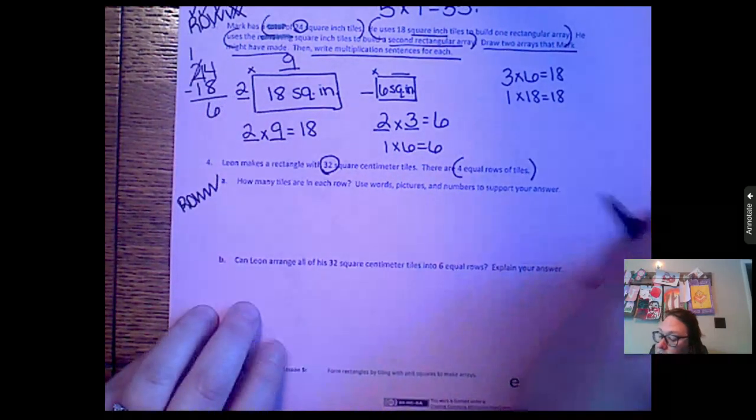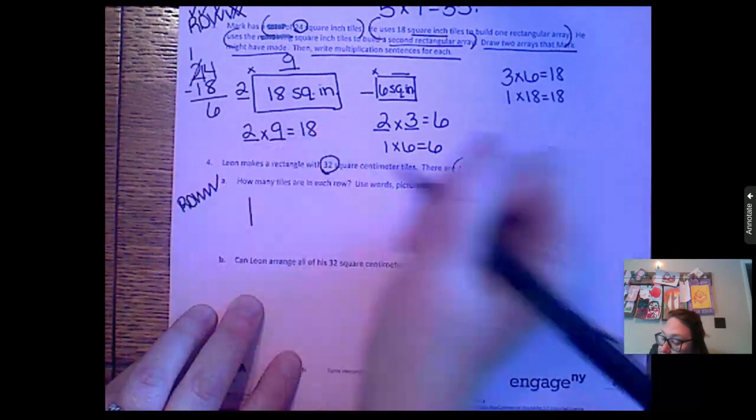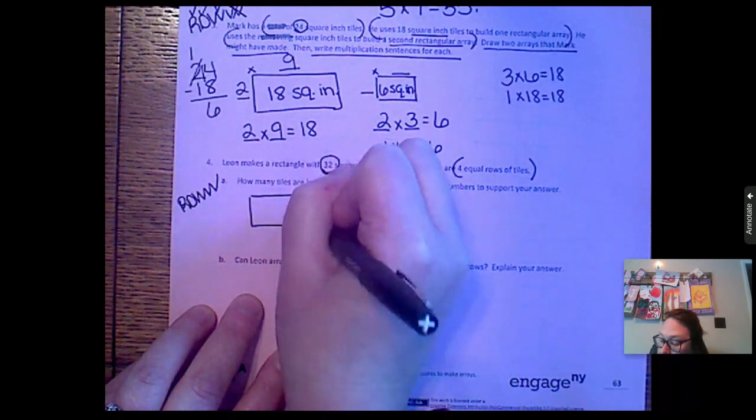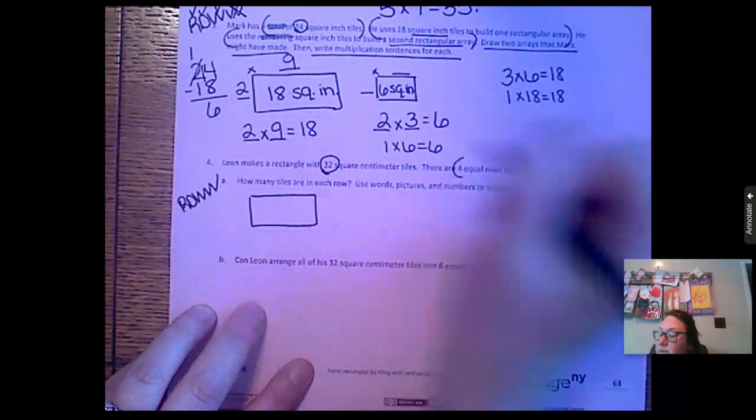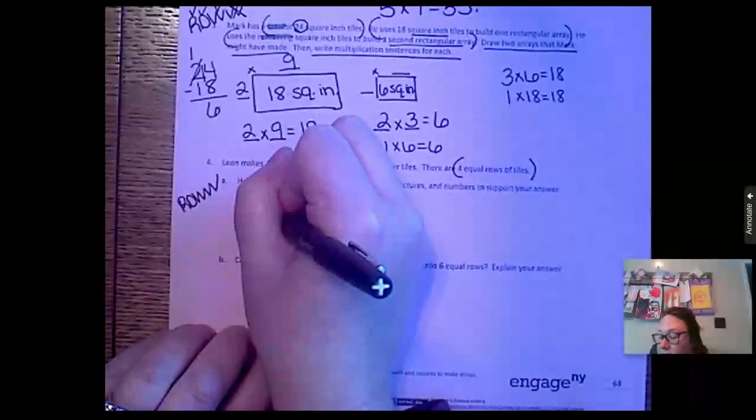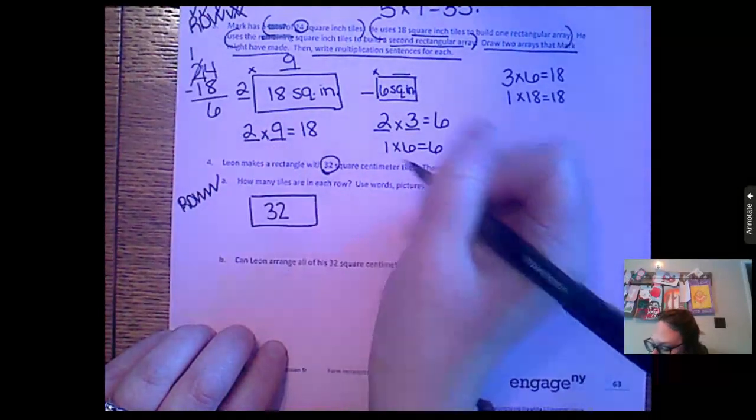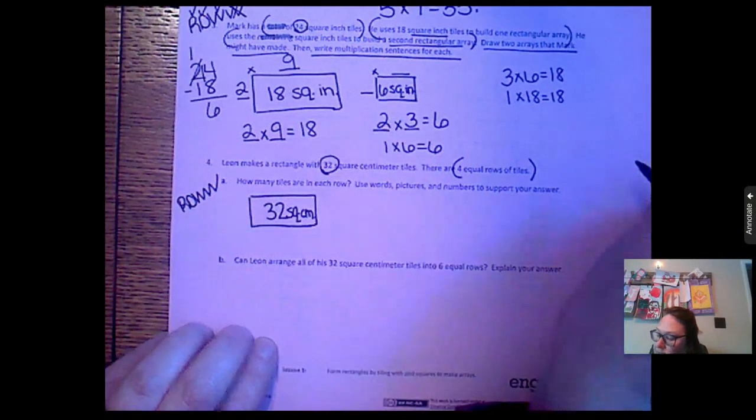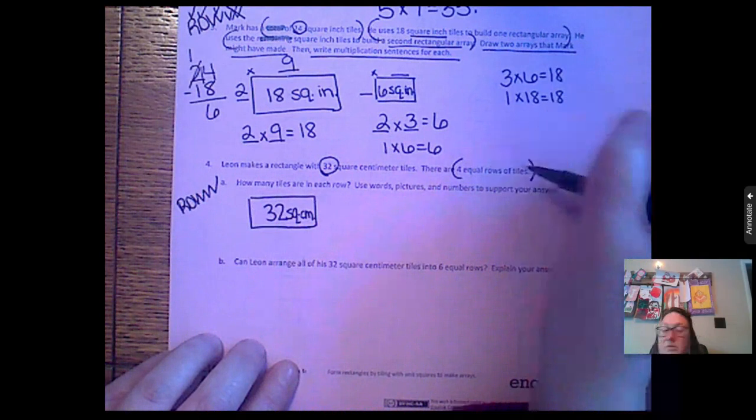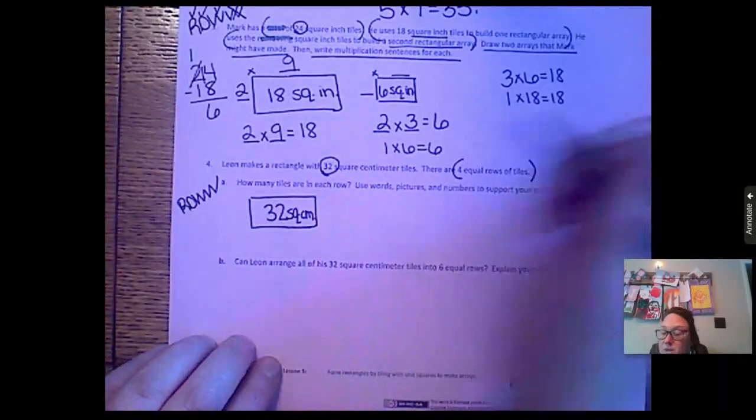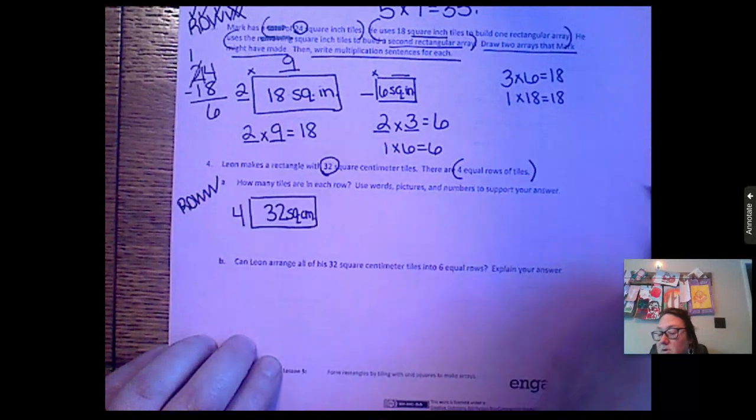Okay. So he makes a rectangle. So I'm going to draw a rectangle with 32 square centimeter tiles. So that is the total. So I'm going to put 32 on the inside, and it's 32 square centimeters, so I'm going to put square cm. Okay. There are 4 equal rows of tiles. So there's 4 rows. So where does my 4 go? 4 goes right there because there's 4 rows.